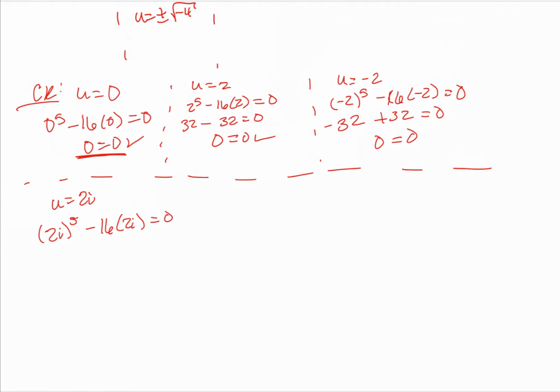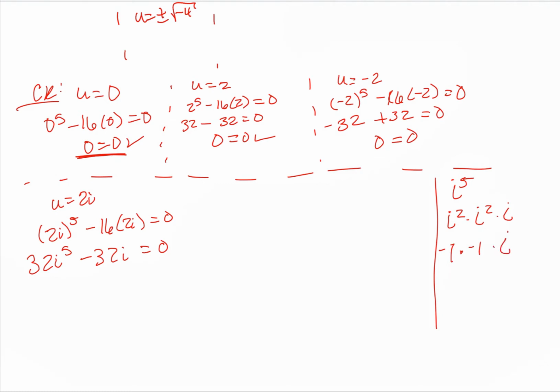Well, 2i to the 5th is 32 times i to the 5th minus 32i equals 0. I'm going to go over here again to the side. So i to the 5th, that's i squared times i squared times i. Well, i squared is -1, times -1, times i. So that's -1 times -1 is +1, so that's going to be 1i, which is i. So this is 32i minus 32i. So this is 0 equals 0.